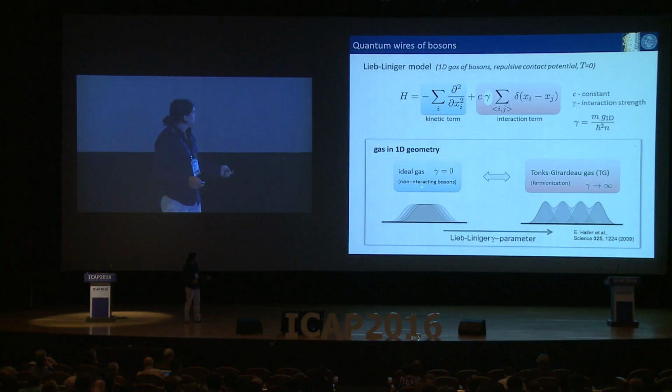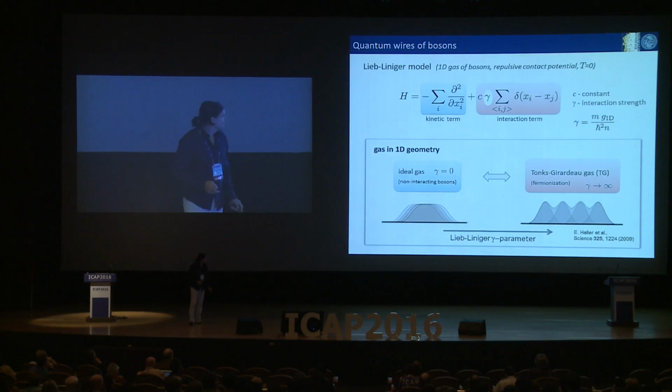And what happens in 1D, when you tune interactions from the weakly interacting ideal case, where you have a quasi-BEC, one will in fact go into a regime where the particles fermionize, where they build up correlations, and where they have very peculiar behavior, as I will show you in a second.